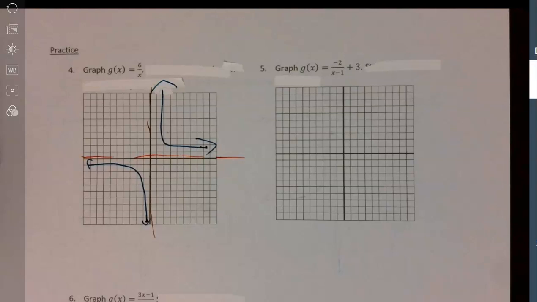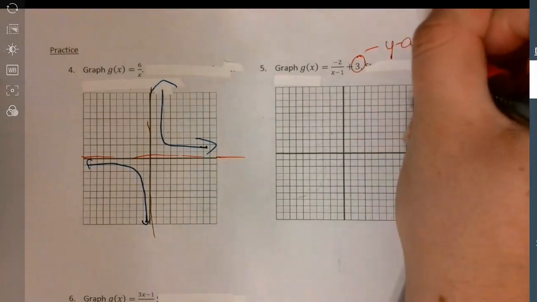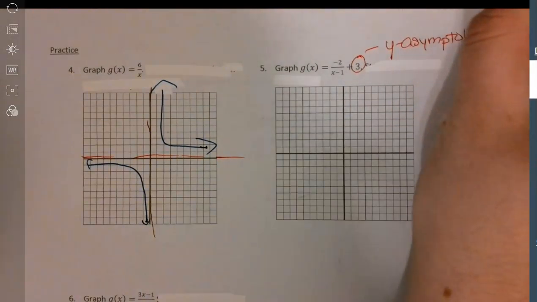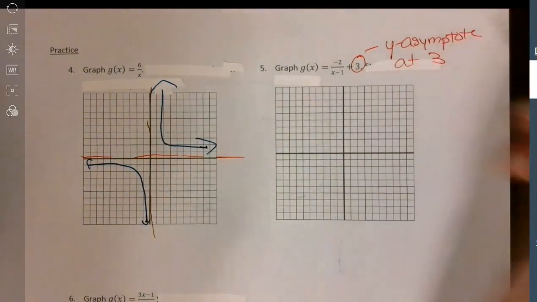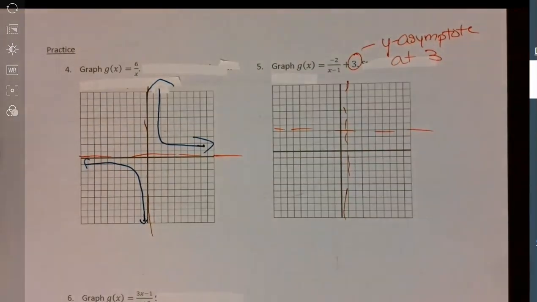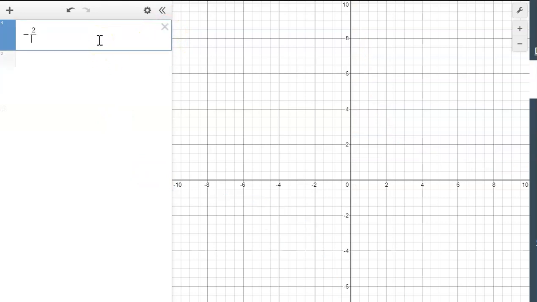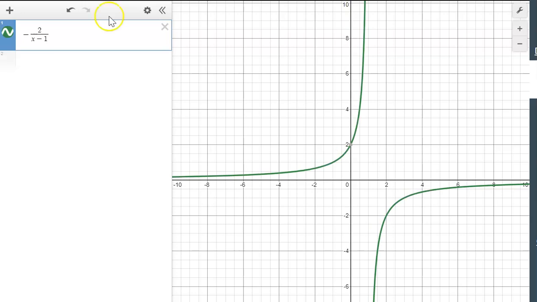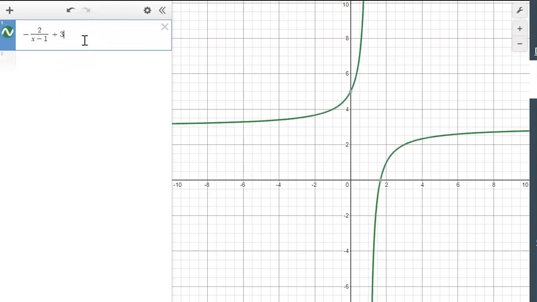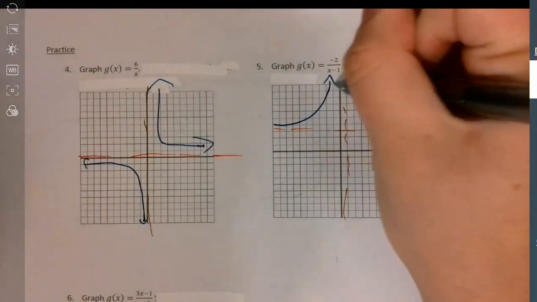Okay. Same thing with number 5. Graph my asymptotes. Remember, I made a mistake when I told us asymptotes. My y asymptote is at 3. And then my x asymptote, I got that one right. It's still at 1. So I'm going to graph this on Desmos. Okay. So notice my y asymptote is at 3, my x asymptote is at 1. And I just want to graph this. And it looked like this.